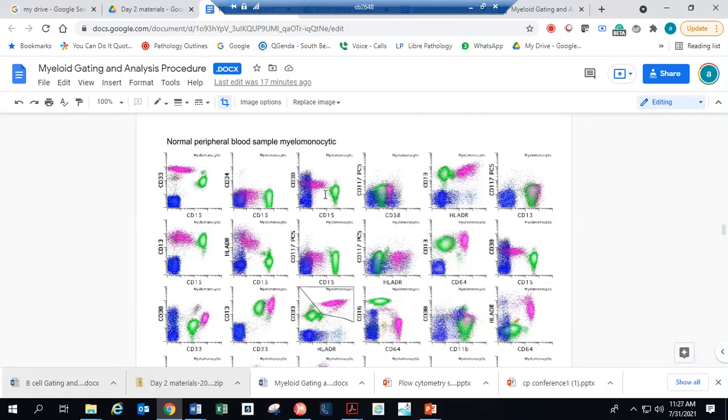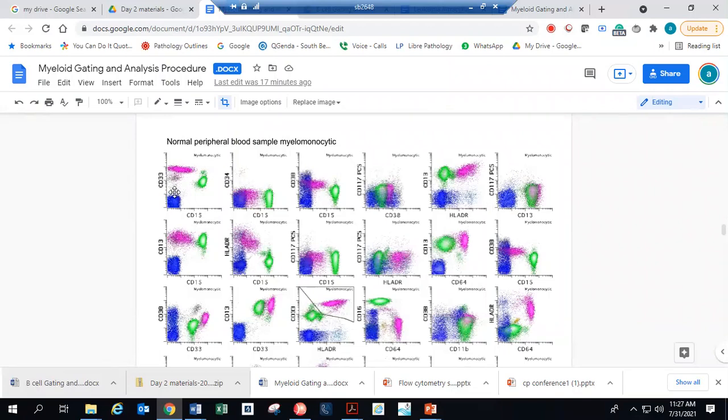CD38, yeah, go ahead. In the first plot, what is that black population beneath the pink population? Just out of curiosity, I wasn't able to figure it out. Between that blue and pink, there is some black population underneath. What is that? Let's think about it.